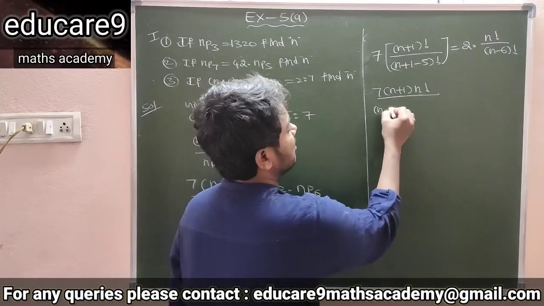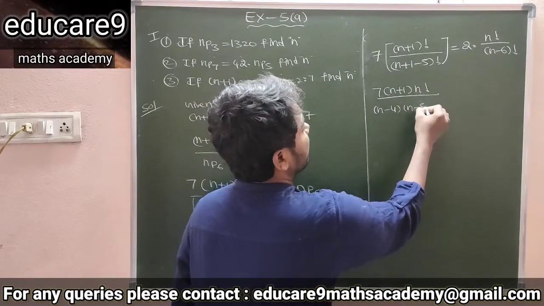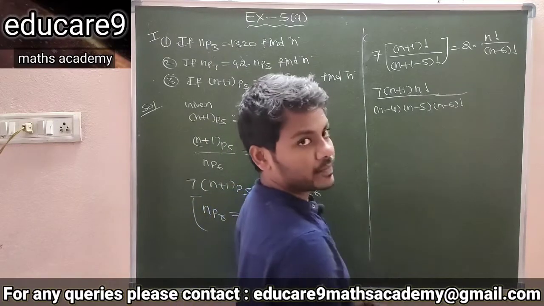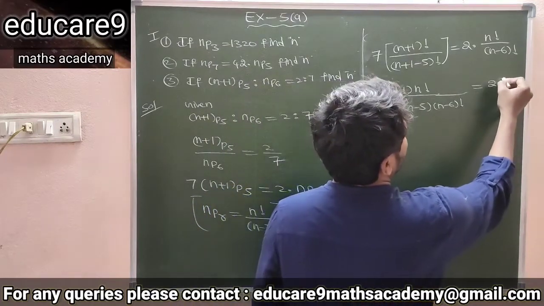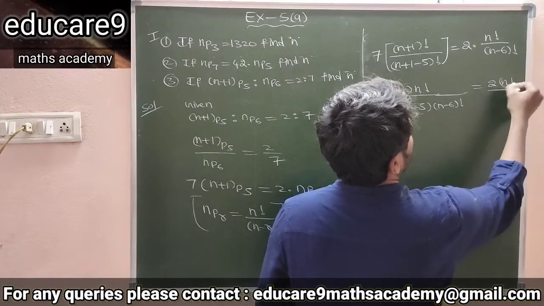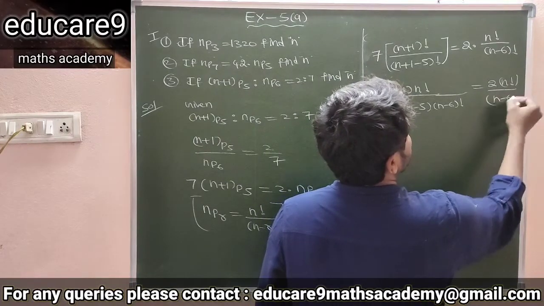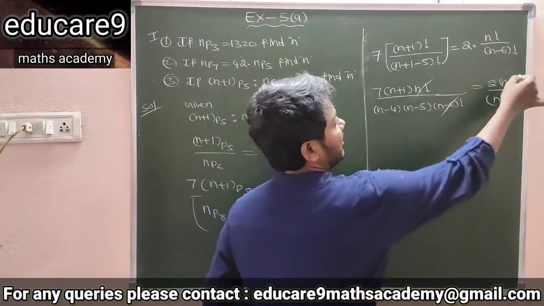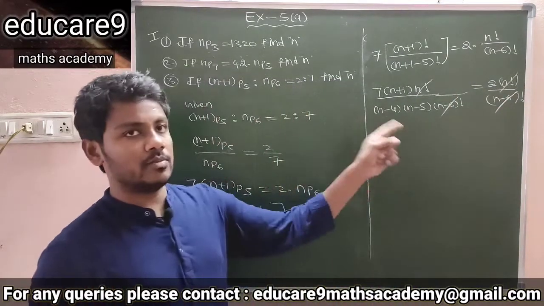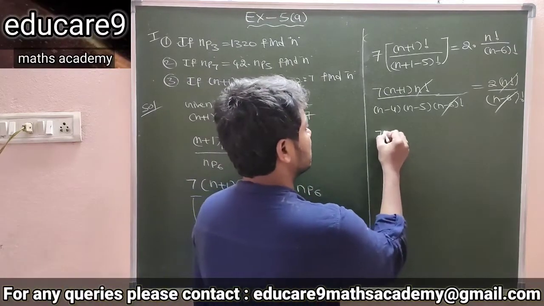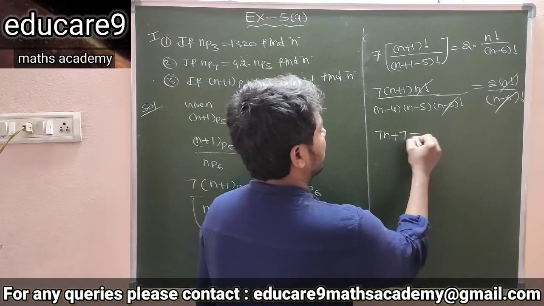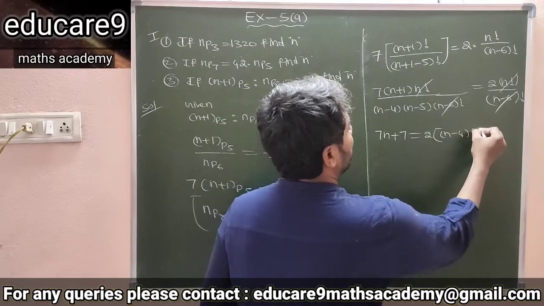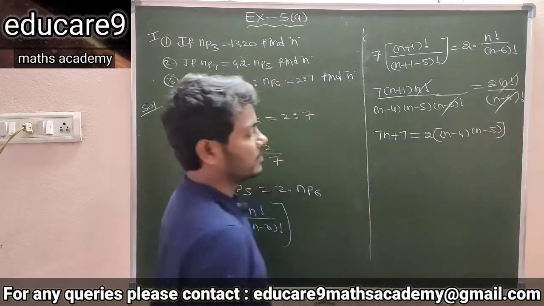So this can be written as (n-4)(n-5)(n-6)!. Okay, so this equals 2 into n! divided by (n-6)!. (n-6)! gets cancelled and n! gets cancelled. Now cross multiplication. So 7n + 7 equals 2 times (n-4)(n-5).